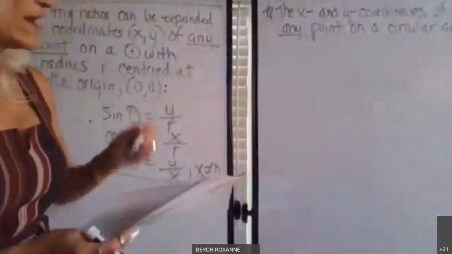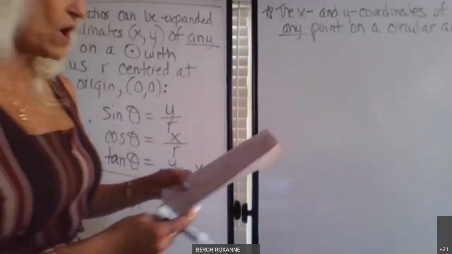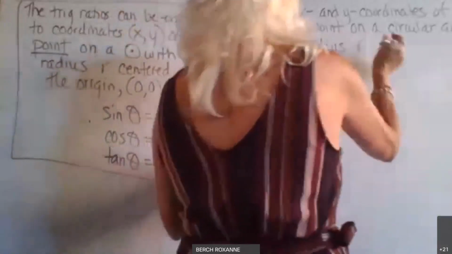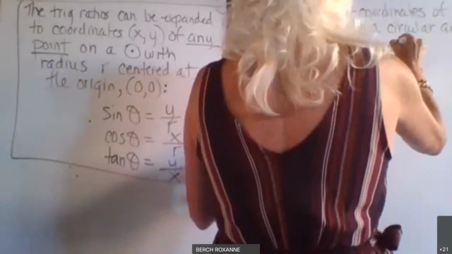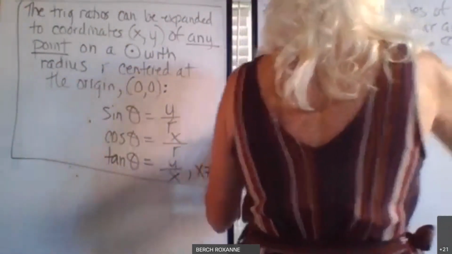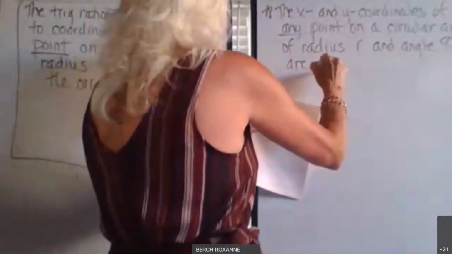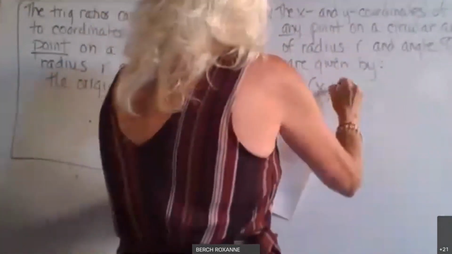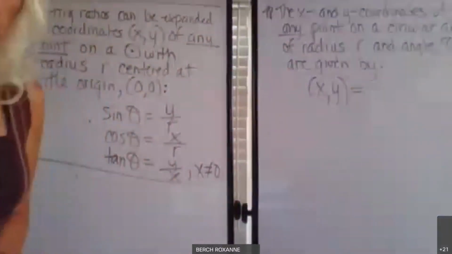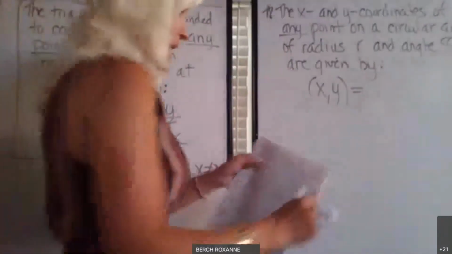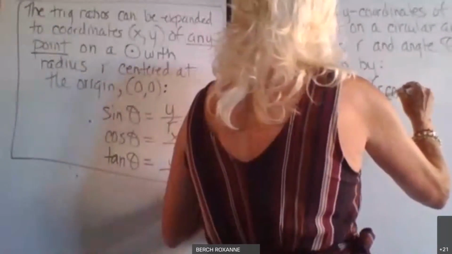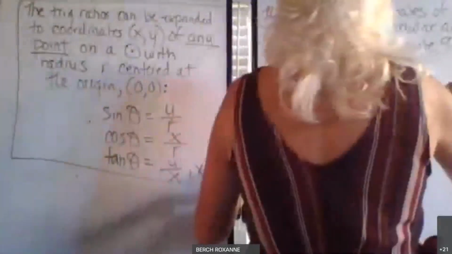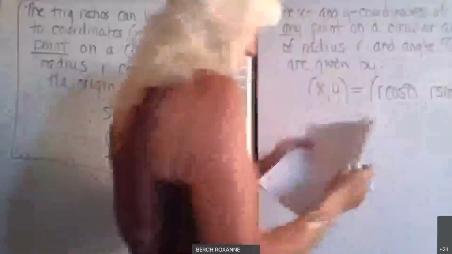So the x and y coordinates of any point on a circular arc of radius r and angle theta are given by, all right, here's your ordered pair. And this is what it looks like. It looks like r times cosine of theta, that's going to be the x coordinate. And r sine of theta is going to be the y coordinate.